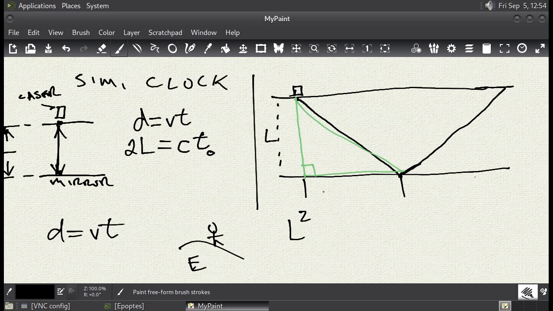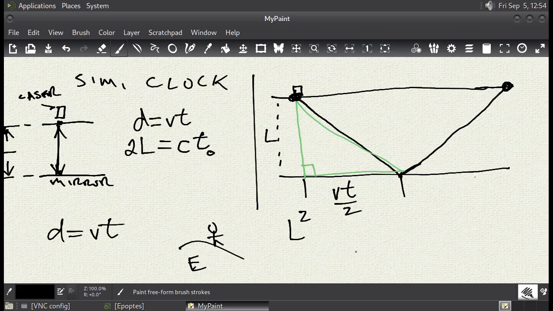But remember what the time is. The time is the time from here to here. That means this distance is half of that. Okay? That means the distance that we're dealing with here is v times t divided by 2.